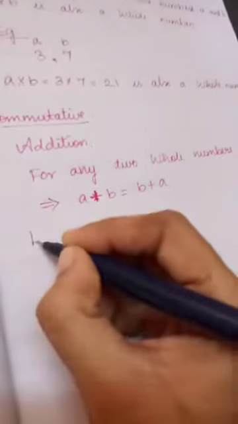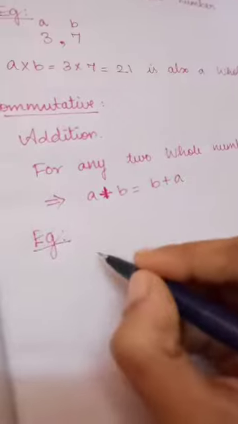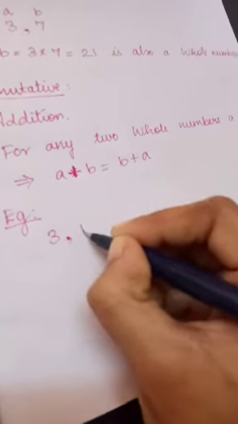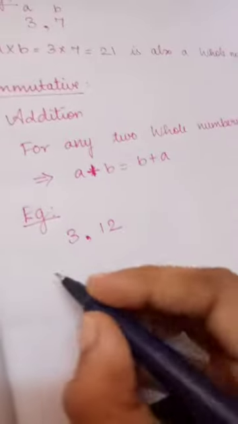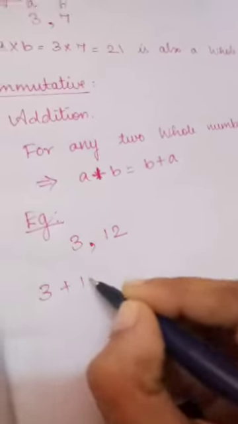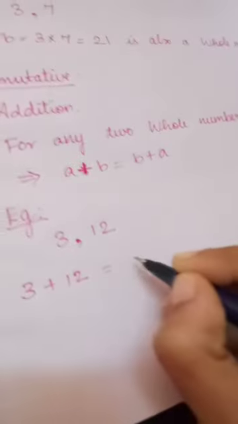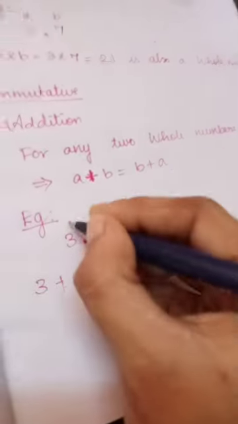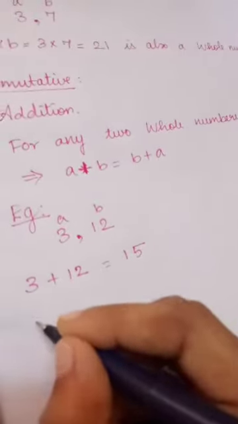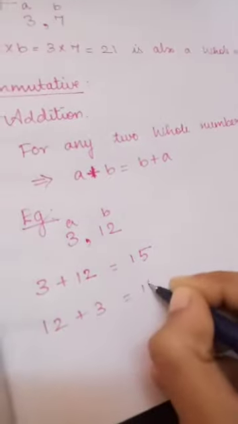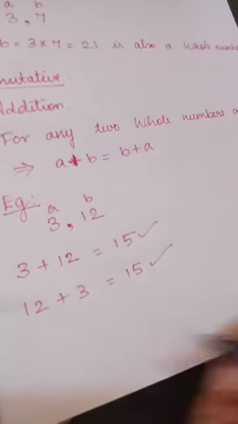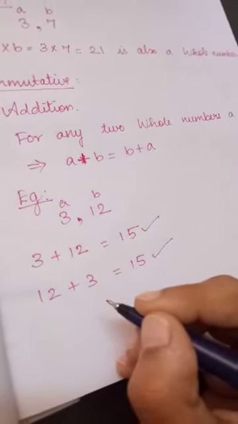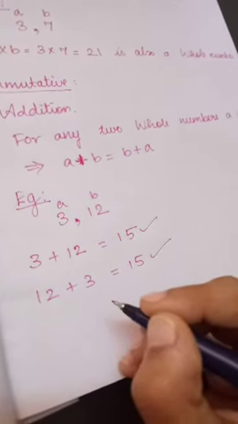Example I will explain. I am taking two whole numbers 3 and 12. I am adding those two, A plus B means 3 plus 12. 3 plus 12 is 15. This is our answer. If I add B plus A, 12 plus 3, that is also 15. Both the answers are the same. Therefore, whole numbers satisfy the commutative condition under addition.